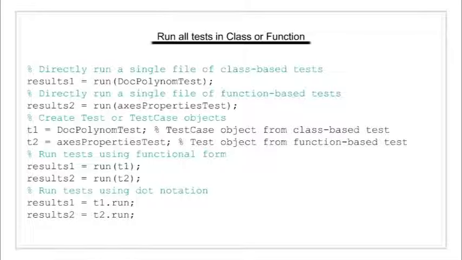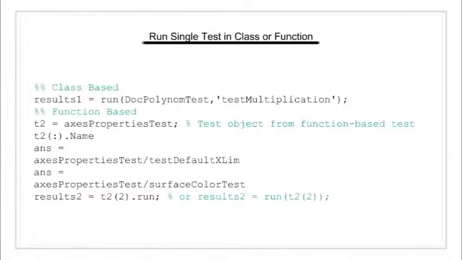Another way of running these functional forms is using the dot notation, like T1 referring to the class-based test polynomial test, and I am running it by calling the run function from it in the form T1.run. Similarly, for the function-based test access properties test, I have a function form of T2 and I am running it using dot notation in the form T2.run.